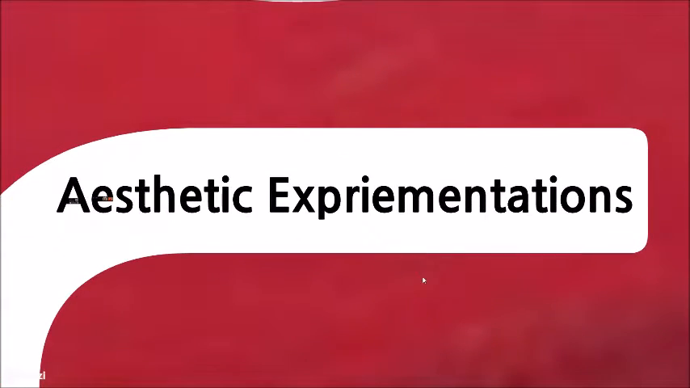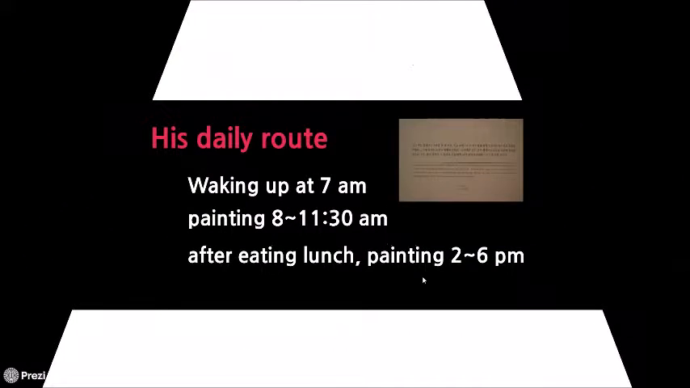The topic of the third part is aesthetic experimentations, which is from 1965 to 1970. After his solo exhibition in 1964, Yoo Jung-kook stopped his active participation in art groups. Every day he followed the same routine, waking up at 7, painting from 8 until 11:30, eating lunch, and then painting again from 2 until 6.